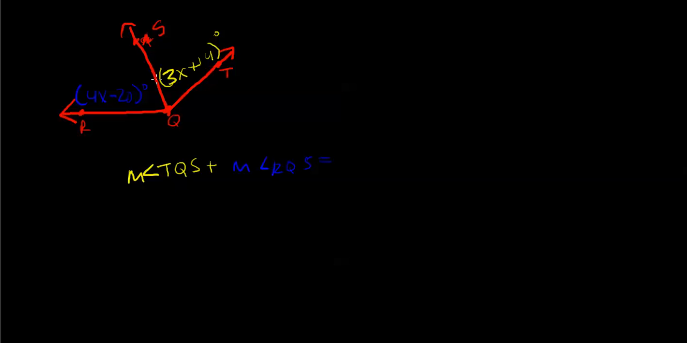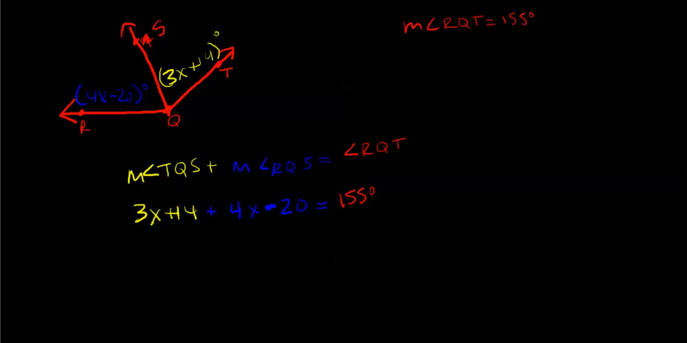Now we can go ahead and substitute in values. The measure of angle TQS equals 3x plus 14. The measure of angle RQS equals 4x minus 20, which equals the angle RQT, which equals 155. And this is all information that we have been given from the problem. Now we can go ahead and combine like terms. 4x plus 3x equals 7x. Negative 20 plus 14 equals negative 6, equals 155, which was on the right side.